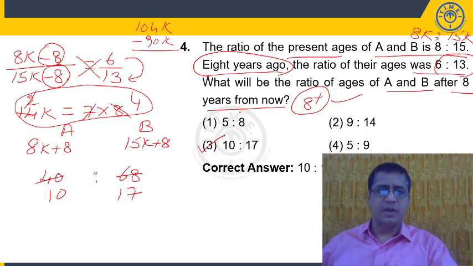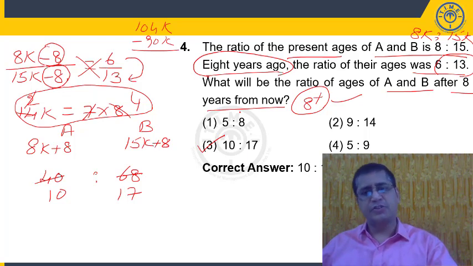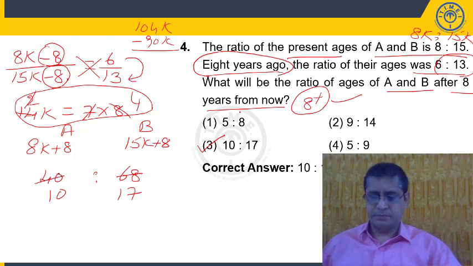10:17 will be the ratio of A and B after 8 years when the present ages ratio is 8:15. And 8 years ago it was 6:13. Okay. Now just copy this one. Done.